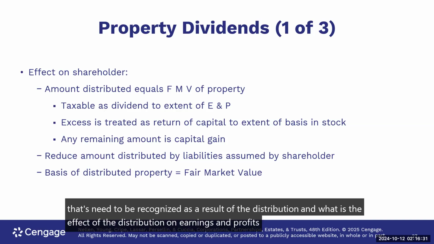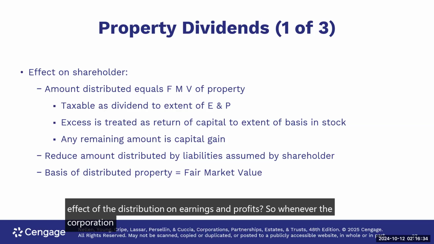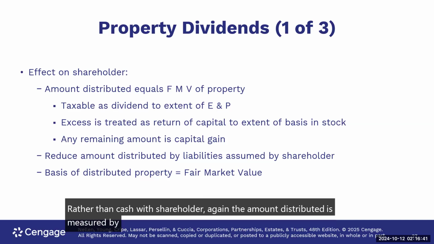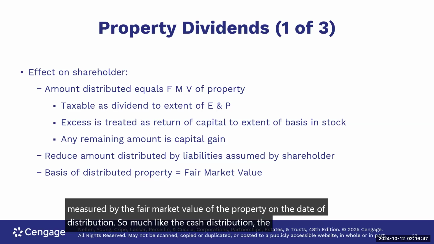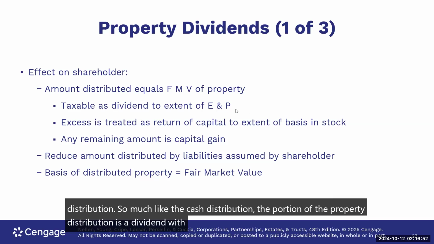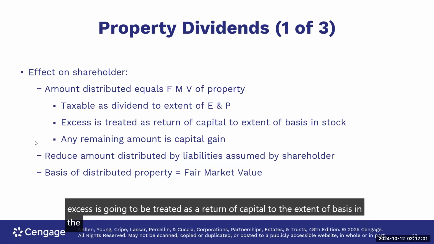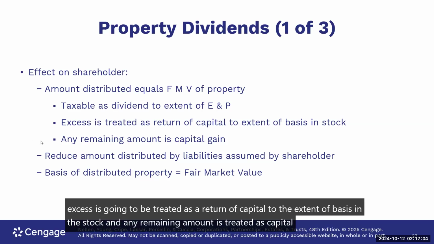So whenever the corporation distributes property rather than cash to a shareholder, again, the amount distributed is measured by the fair market value of the property on the date of distribution. So much like the cash distribution, the property distribution is a dividend to the extent of earnings and profits. Any excess is going to be treated as a return of capital to the extent of basis in the stock, and any remaining amount is treated as capital gain.